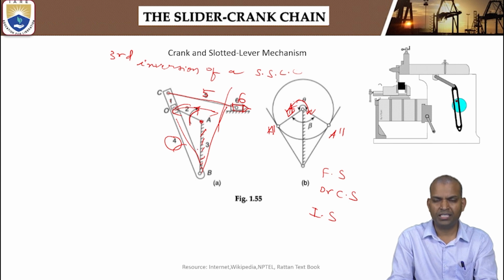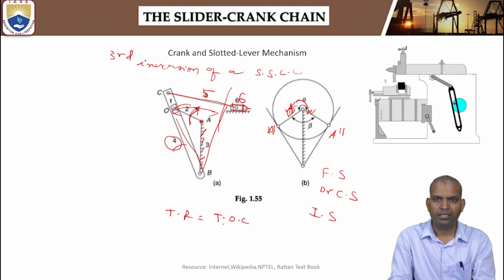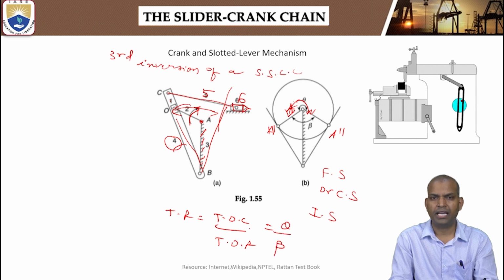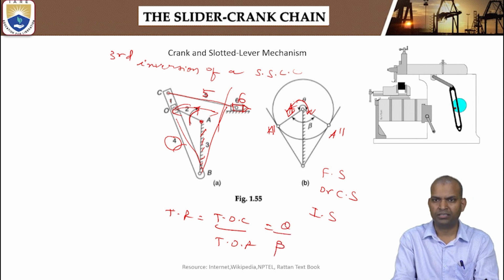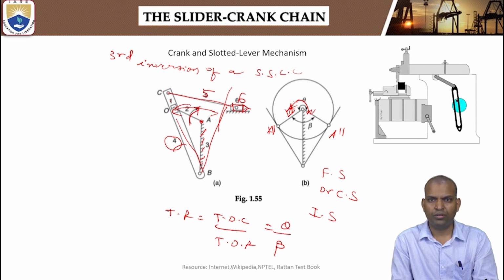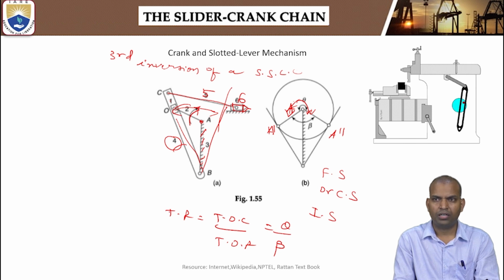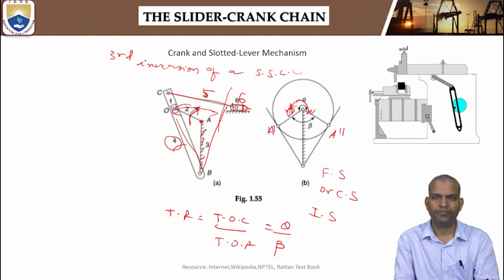So how do we measure these angles? The time ratio equals the time of cutting divided by the time of return. That is in terms of theta by beta: the obtuse angle divided by the acute angle of return, theta by beta. Thus, we find the time ratio of the motion of the crank during cutting and return of a crank and slotted lever mechanism.